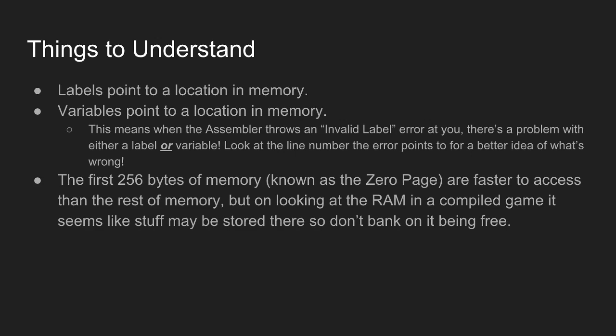Couple things to understand. Labels point to locations in memory. Variables point to locations in memory. When you see an invalid label error, you need to look at the line in the code specifically to find out if it's a label or a variable, because the assembler is going to treat them both as effectively the same thing. The first 256 bytes of memory, known as the 0 page, are also faster to access than the rest of memory, but I poked at one of the ROM files made by NESMaker, and it looks like there's a whole bunch of numbers sitting in there, and I don't know if they're used or not, so I would recommend not banking on the 0 page.